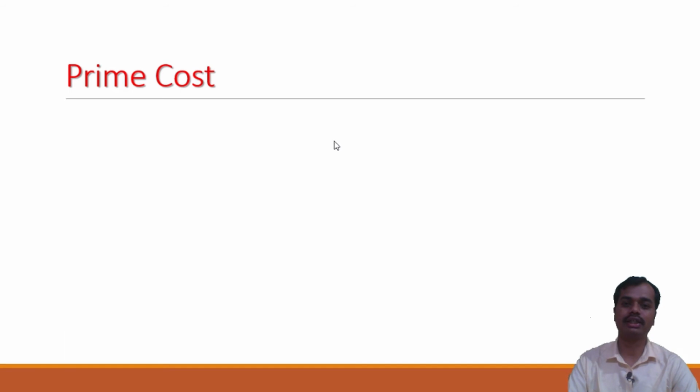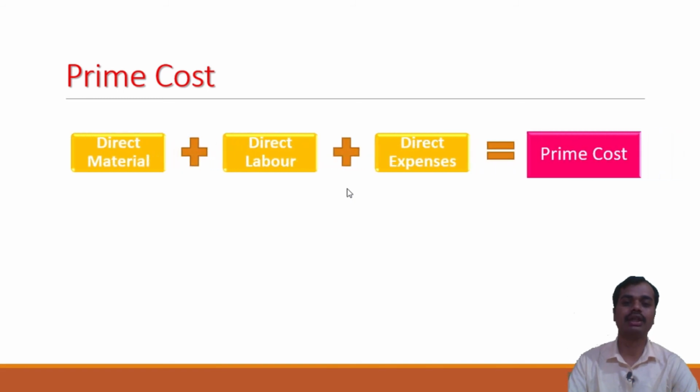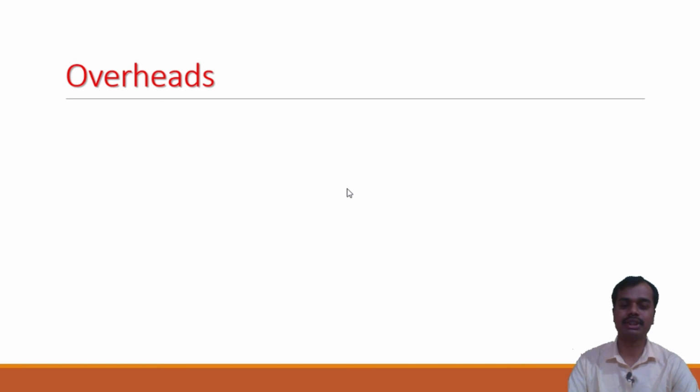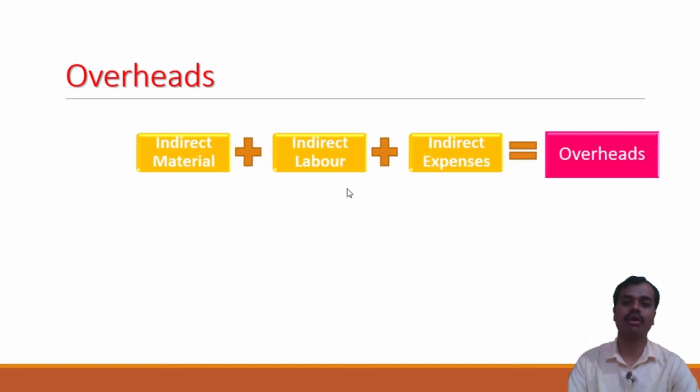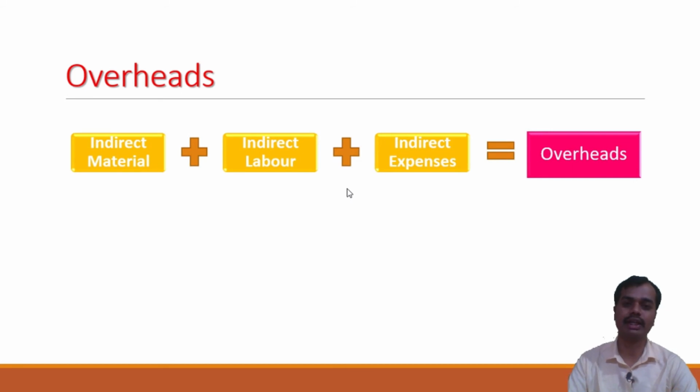Next, we will understand the concept prime cost. Prime cost simply is the combination of all direct material, direct labor, and direct expenses. Next concept is overheads. Overheads is also the combination of all indirect materials, indirect labor, and indirect expenses.